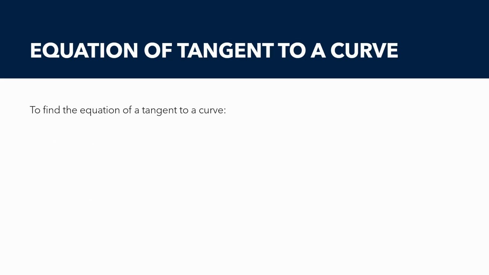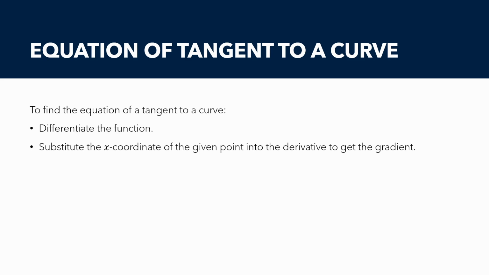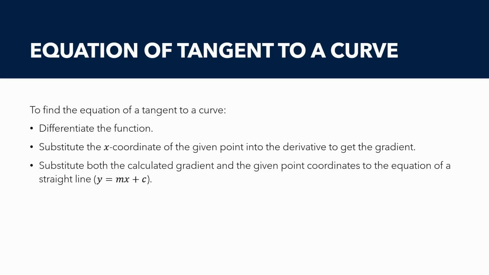Moving on to find the equation of a tangent to a curve. First thing I need to do is to differentiate the function. Second thing, substitute the x-coordinate of the given point into the derivative to get the gradient of the tangent. And third thing, I need to substitute both the calculated gradient and the given point coordinates into the equation of a straight line y is equal to mx plus c, and make y the subject of the formula, and I'll have the equation of the tangent. Now let's see this in practice.